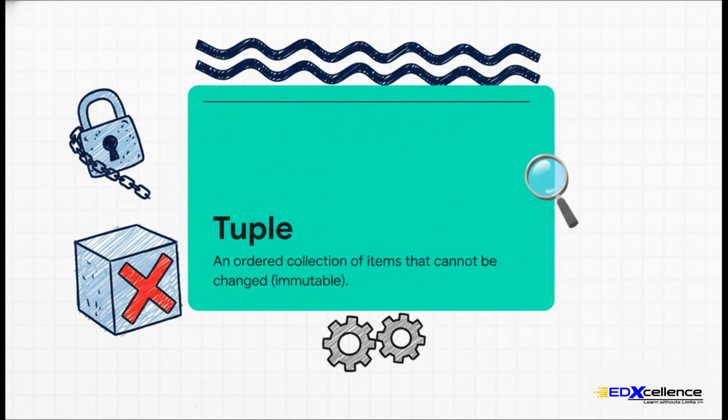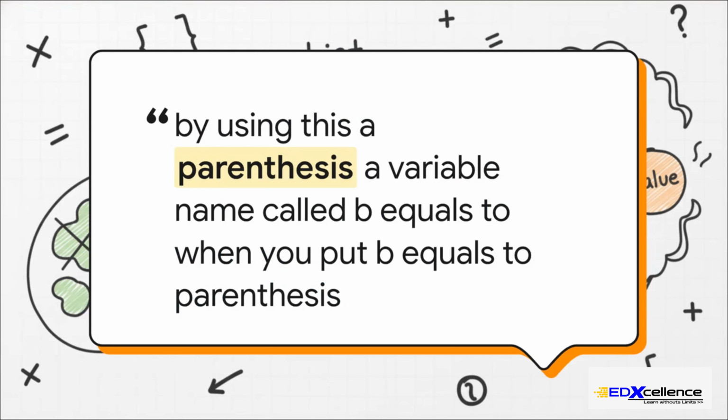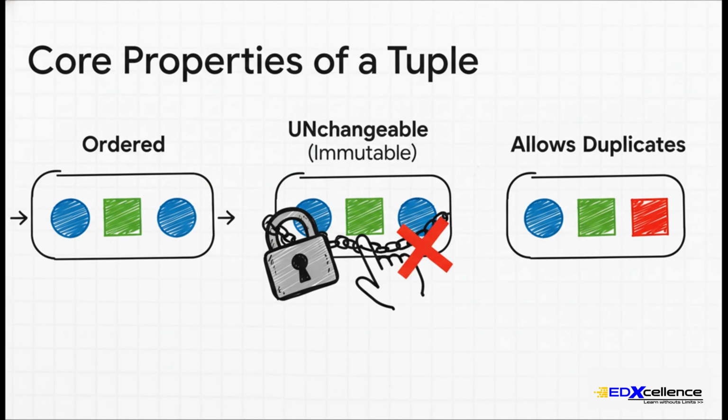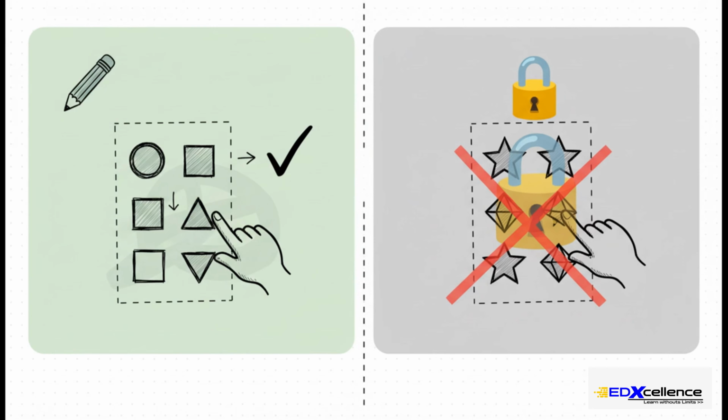Next up, the tuple. It's basically a list that's been put on lockdown. You can't change it. And check this out. It uses parentheses instead of brackets. That's a key difference. It keeps its order and allows duplicates, but the big deal, it's unchangeable. This brings us to a huge concept, mutable versus immutable. Lists can be changed, tuples can't.